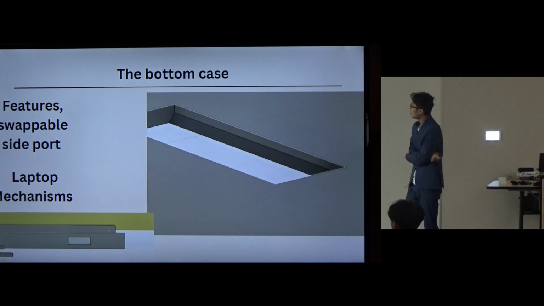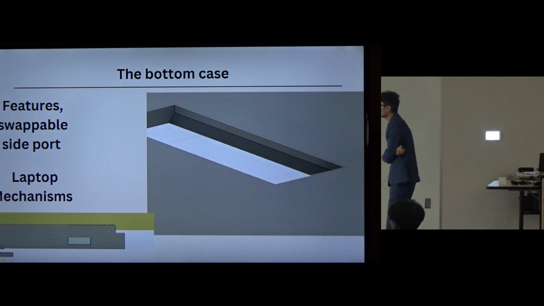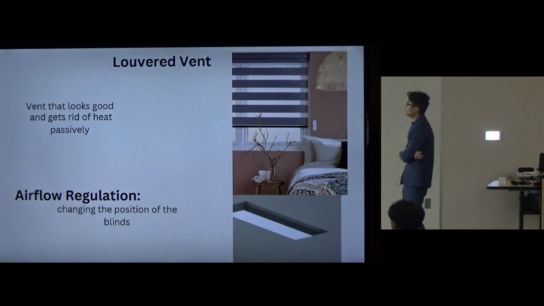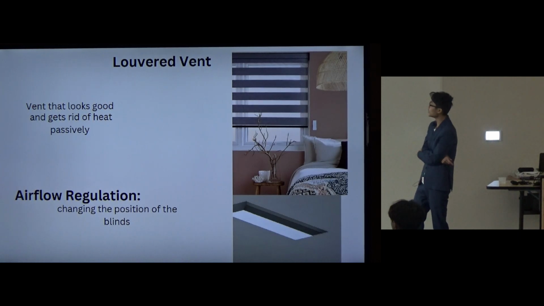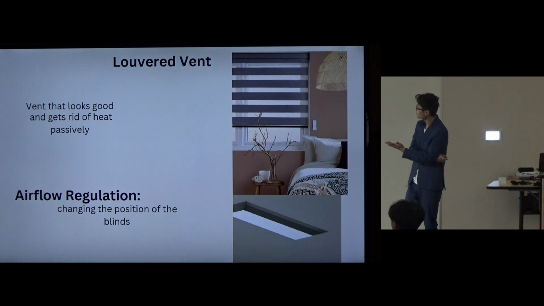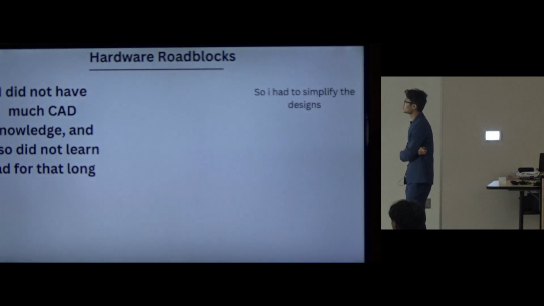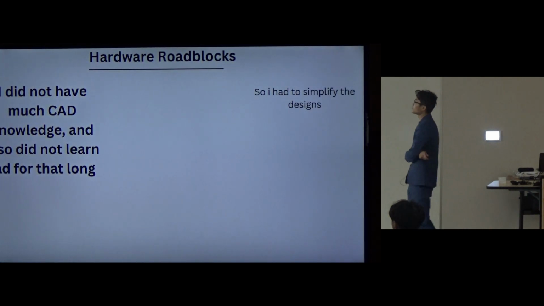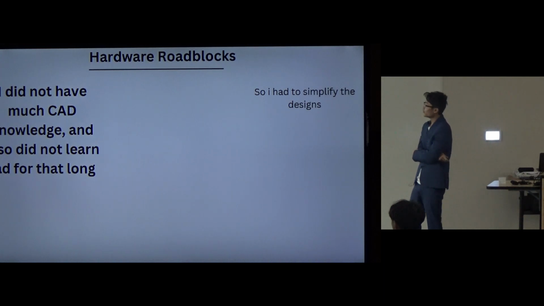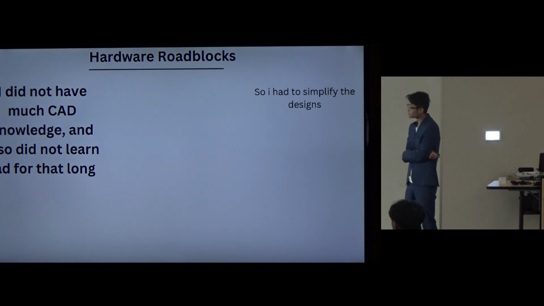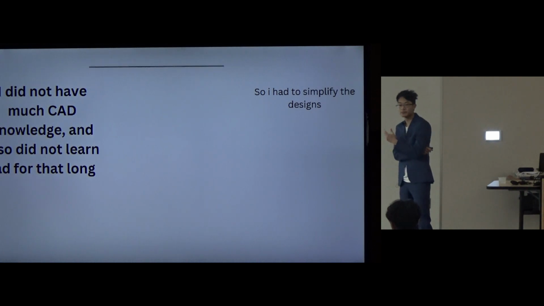So the bottom case. The bottom case contains a heat dissipation system and a port. I designed this heat dissipation system off of a logarithm simply because it looks good, and so that in the future I can control the angle to let more heat out or keep the heat in when the temperature is cool inside. So the hardware roadblocks. I did not study CAD for that long, and so that limited my designs to be simple.